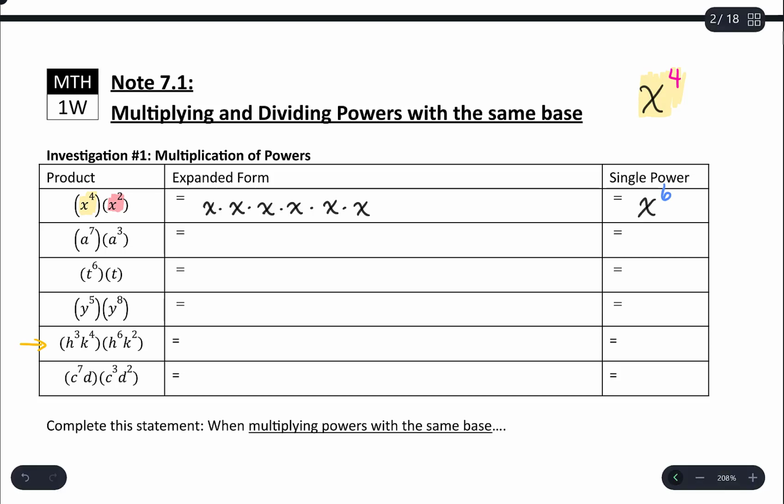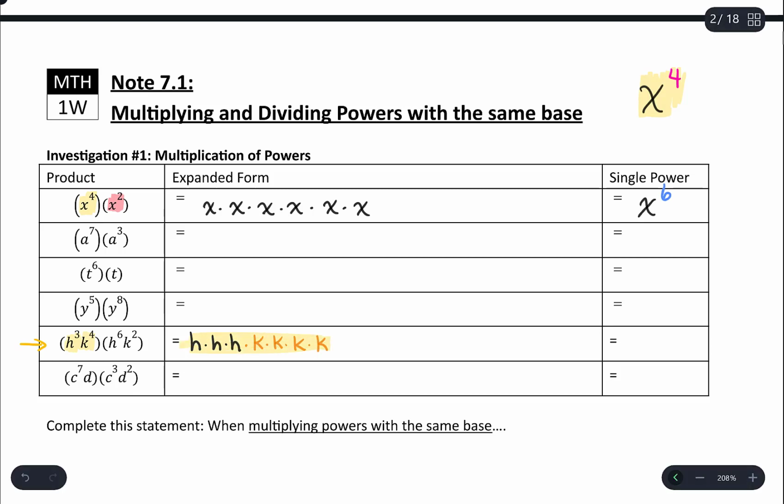So here, let's write out that first power, the first bracket there. I have h to the exponent 3. So that means I have h times h times h, because the exponent 3 means my base repeats itself 3 times. And then I have k 4 times, so that's multiplied by k, multiplied by k, multiplied by k, multiplied by k. And this is my first power, or first bracket, written out.